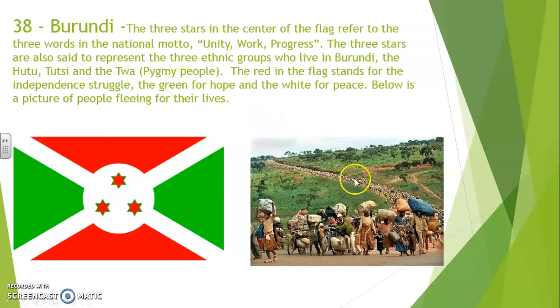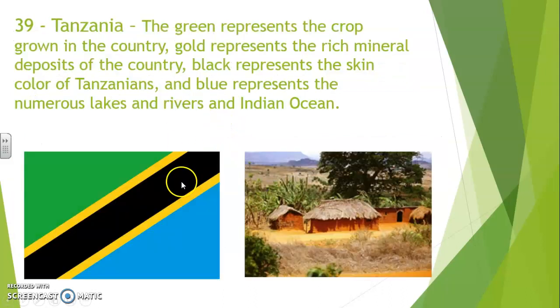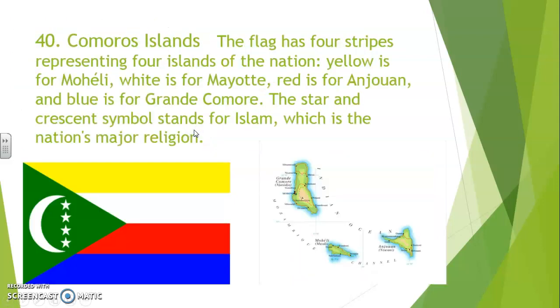And here you see a whole bunch of people getting out of that country. They don't want to be part of the government, making them go into the army, so they're looking for a better life, getting out. 39, Tanzania, another country that we'll be reading more about in our books later on next week. Rural homes, so different, much poorer than what we have in the United States. And you can see the colors, green, black, yellow, and blue. And up on top, you can read that.